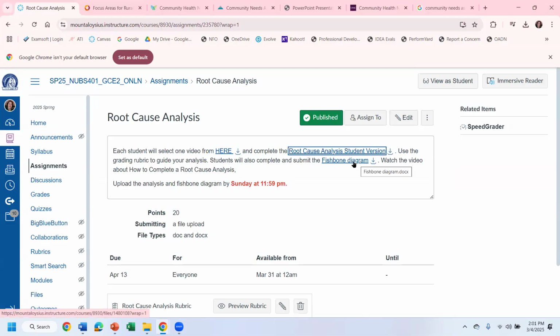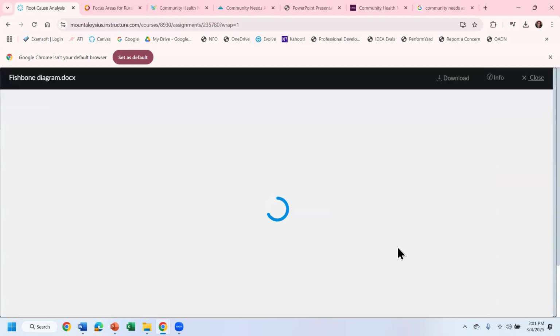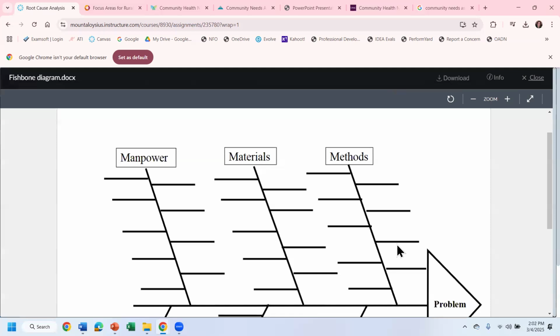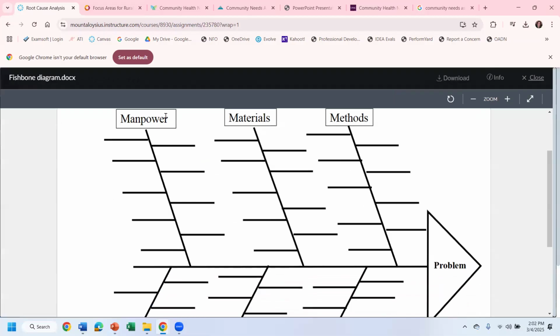I'm going to open this fishbone diagram because this is also required for this assignment. You might want to complete the fishbone diagram first. It might be helpful for you to see all of these different root causes and then fill in that big long table. So is the root cause a manpower issue? And what makes you think that? Were they short-staffed? Was it an overnight shift?